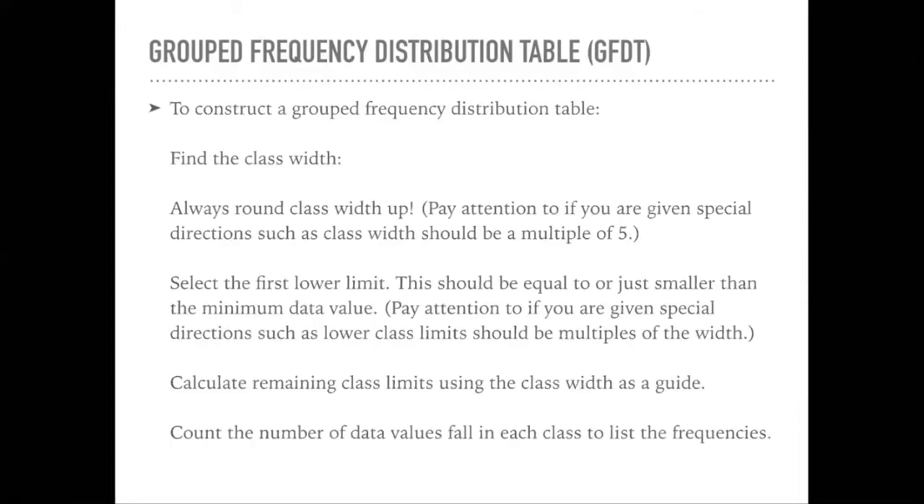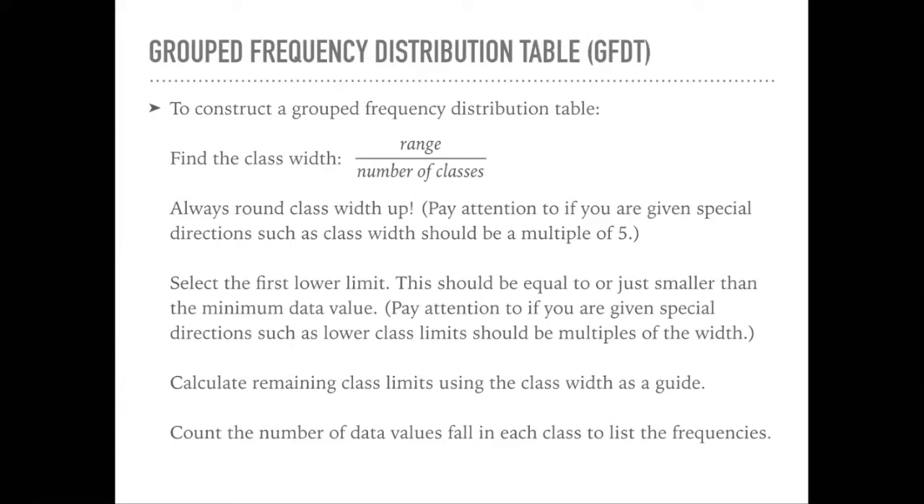So, constructing a group frequency distribution table, the first thing you want to do is to go ahead and find your class width. The class width is your range divided by your number of classes. And remember that we're always going to round up. Pay attention to if you're given any sort of special directions, such as the class width should be a multiple of 5. So sometimes you might have to do a little bit of special rounding there. Then you'll select your first lower limit, and your first lower limit should be equal to or just a little smaller than your minimum data value. Again, pay attention to if you're given any special directions, such as lower class limits should be multiples of the width.